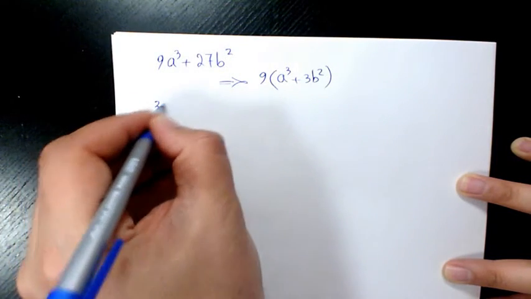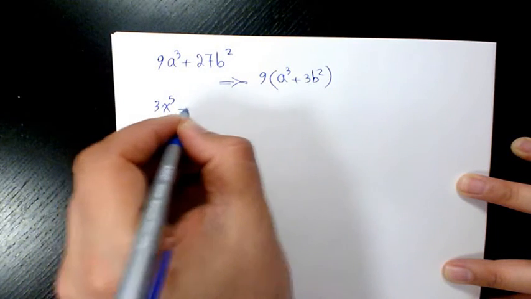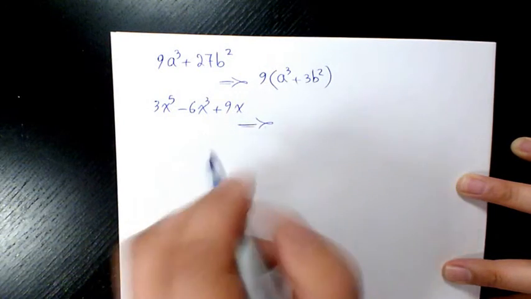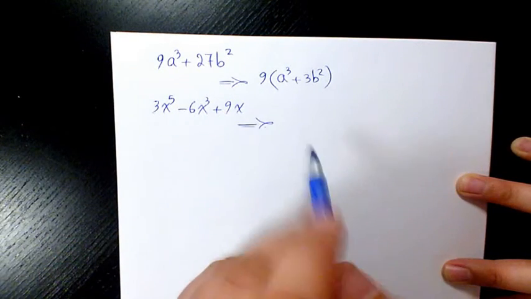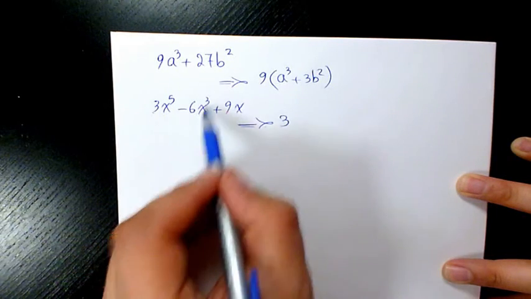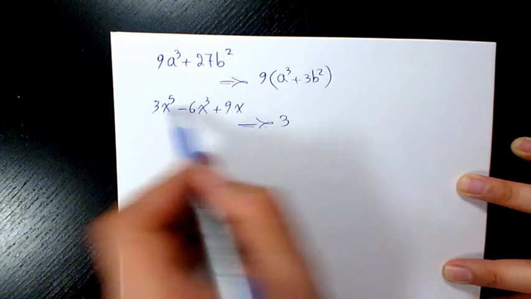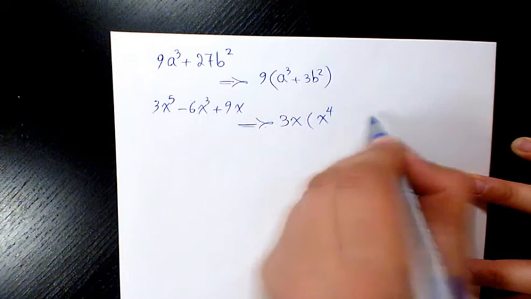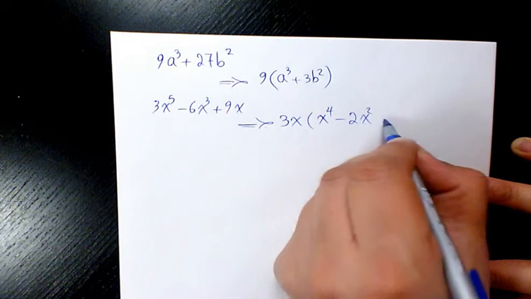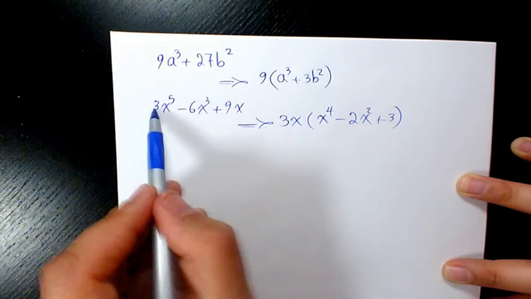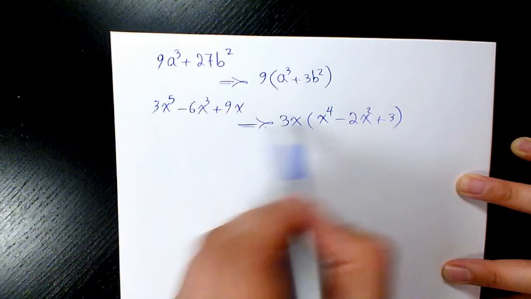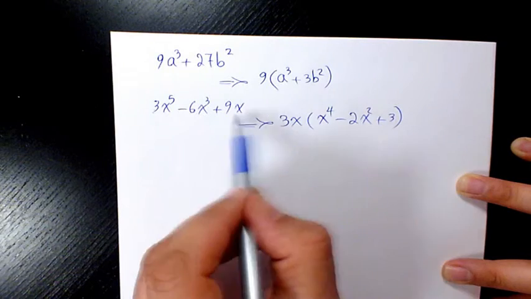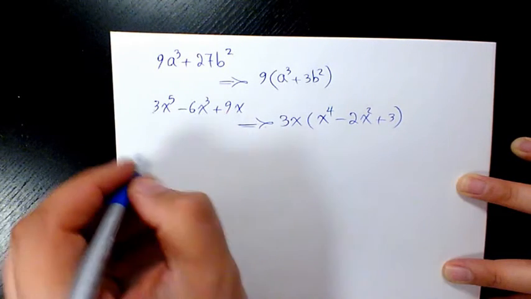Next one is 3x to the power 5 minus 6x to the power 3 plus 9x. 3, negative 6, and 9. GCF is 3. X to the power 3, x to the power 5. The smallest one is x. So that's going to make it as x to the power 4, 2x squared plus 3. Why? Because 3x to the power 5 divided by 3x is going to be x to the power 4. Negative 6x cubed divided by 3x is going to be negative 2x squared. 9x divided by 3x is going to be 3.